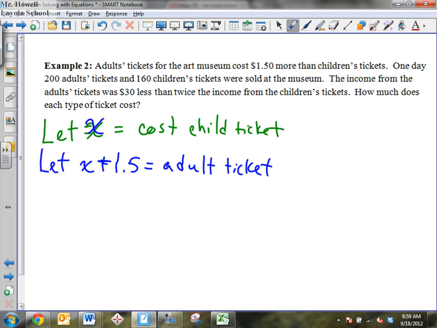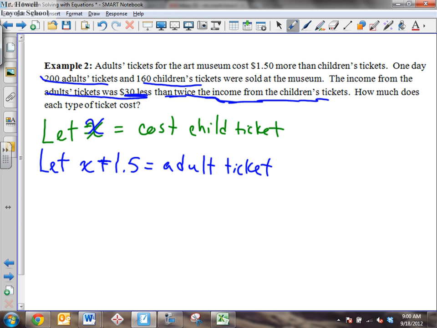Now, if I know the cost of each ticket, I'm also told that 200 adult tickets were sold and 160 children's tickets were sold. I know that the income from the adult tickets was 30 less than, which means subtract, twice the income from the children's tickets. So we've got a lot of stuff going on here. Let's say hypothetically the adult tickets cost $2 each.